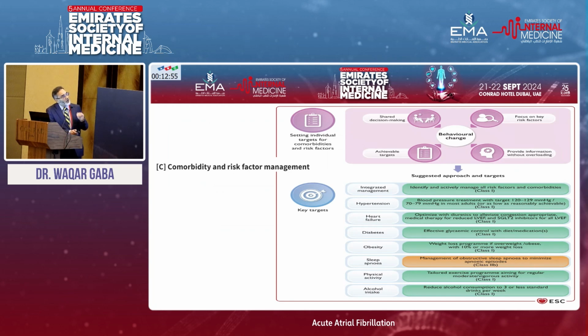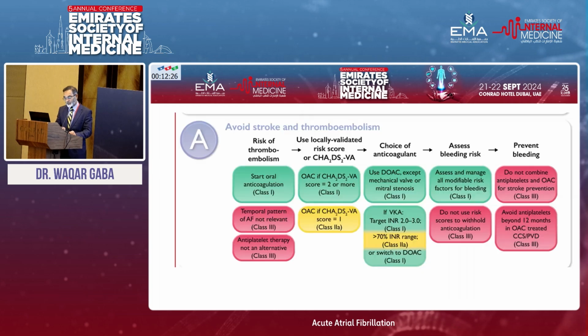Okay, so going more in detail about the key targets. So talking about hypertension, for instance, so this is the level 120 to 129 and 70 to 79. Talking about heart failure, you optimize with diuretics and all the other SGLT2 inhibitors and all these class 1 drugs. For diabetes, again, the class 1 is this: obesity, sleep apnea, physical activity, alcohol intake. We just talked about in the previous slide. So how important it is to monitor all these risk factors and manage them.